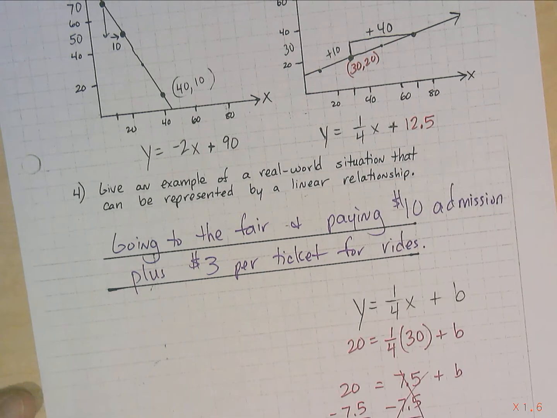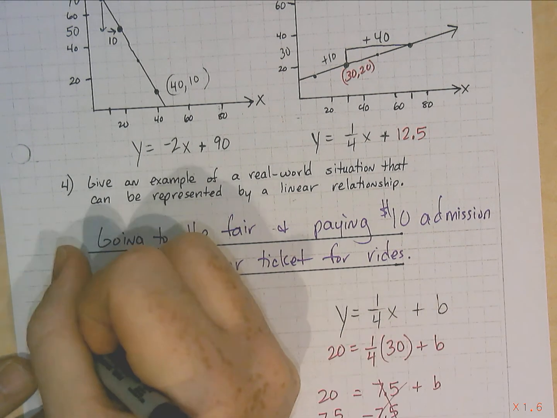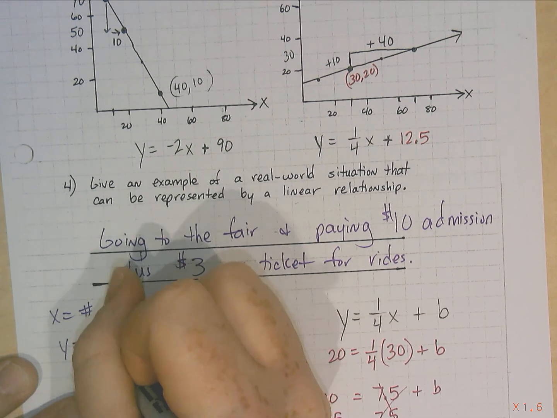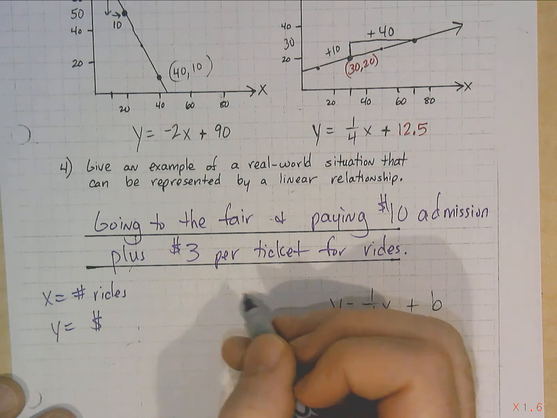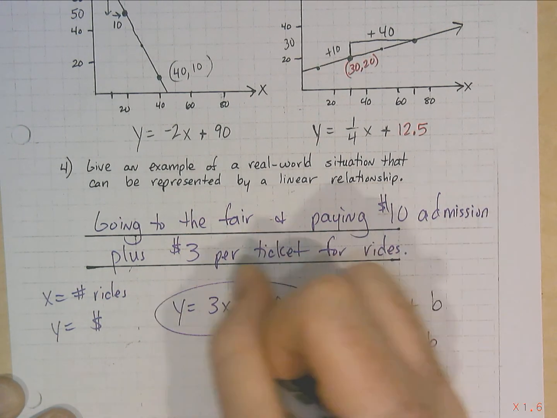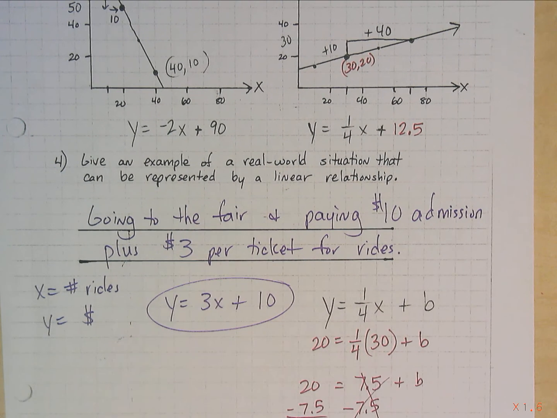Okay, this would be a typical linear equation because $3 per ticket for rides. Well, X will be the number of rides, right? Y would represent the total cost of going to the fair. So it will be Y equals 3X plus 10. Okay? Anyways, that's just an example. You can use just about anything in the world that has a one-time charge with some type of charge that is, you know, consistent. Like how many games of bowling you want to do, how many rides you want to have, things of that nature.